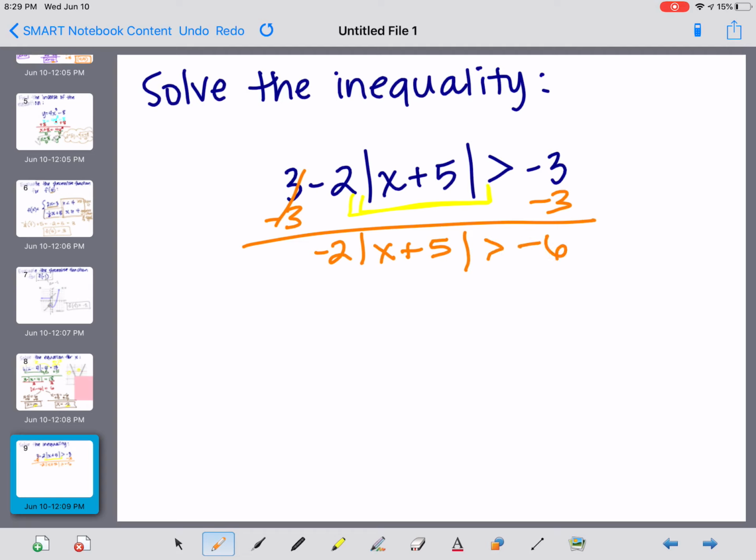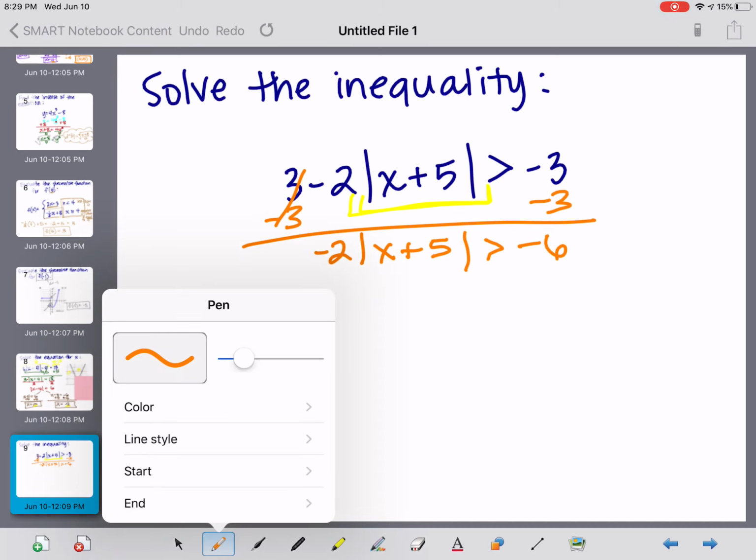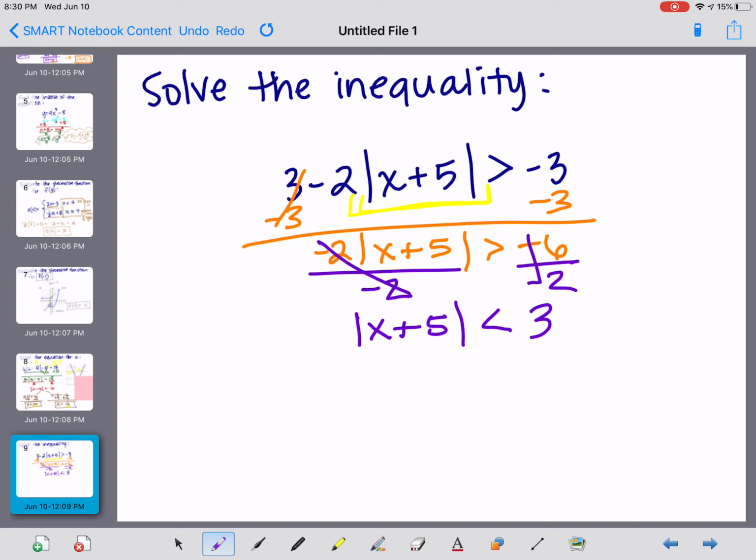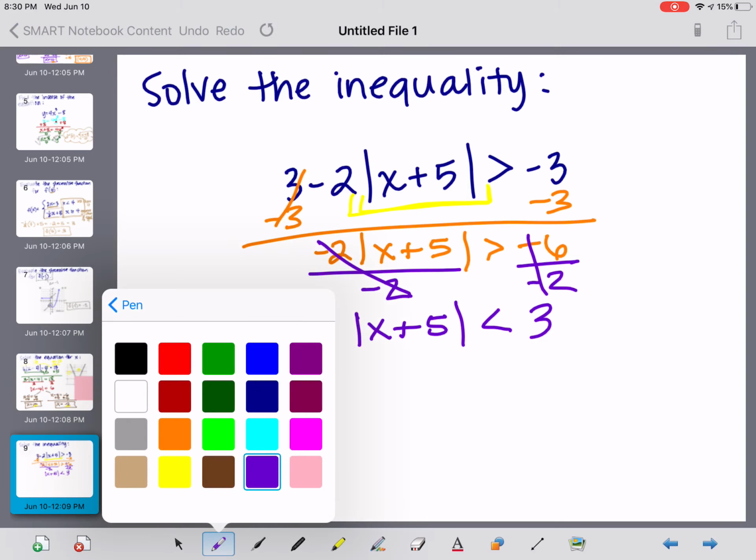Now I know when there's a negative on the right side, we get a little bit alarmed sometimes, but we can't get alarmed yet because I got to get rid of that negative 2 first. So divide by negative 2. Now if I divide by a negative, remember we have to flip that sign, which makes it a less than sign. And now it's going to become a positive 3 because those negatives cancel out. So now that it's a less than sign, remember less than means that I have to do the compound inequality.